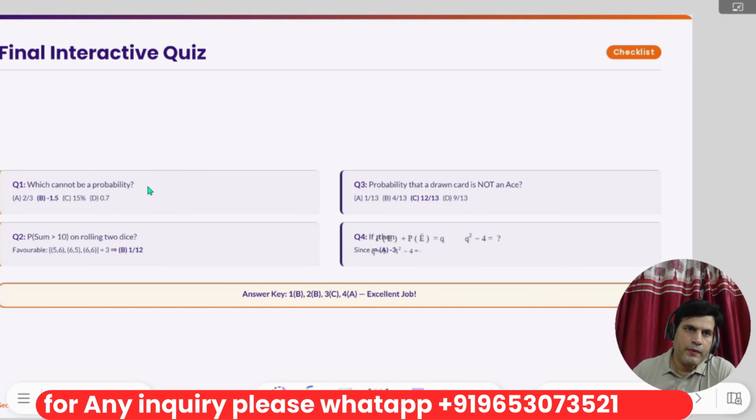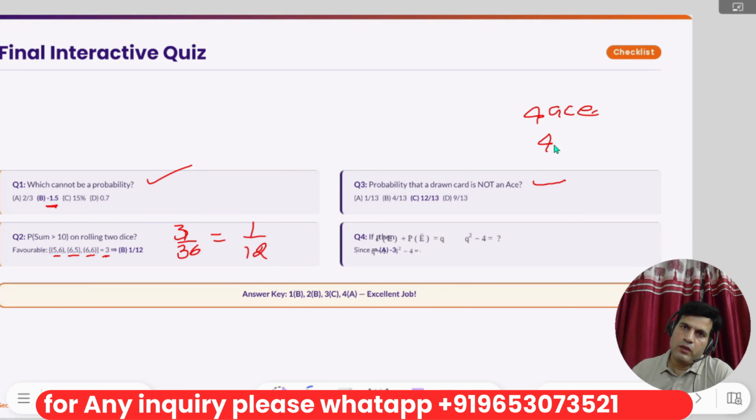Which cannot be a probability? Like this one with a minus sign, so this is not a probability. Sum greater than 10 on rolling 2 dice: 5, 6; 6, 5; and 6, 6. So there are 3, that is 3 by 36, so it is 1 by 12. Probability that a card drawn is not an ace card: there are 4 ace cards, so the total of non-ace cards is 48. So 48 upon 52, that is 12 by 13.